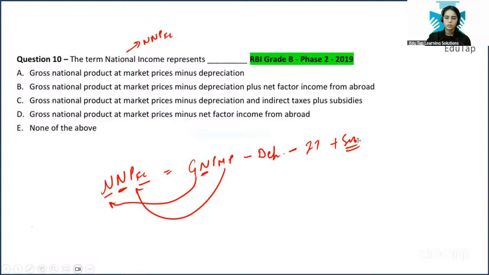No, Mohit. We will discuss this in the balance of payment chapter, okay? So right now, Upasna, what is confusing? Is there any confusion? From market price to factor cost, deduct the indirect taxes.